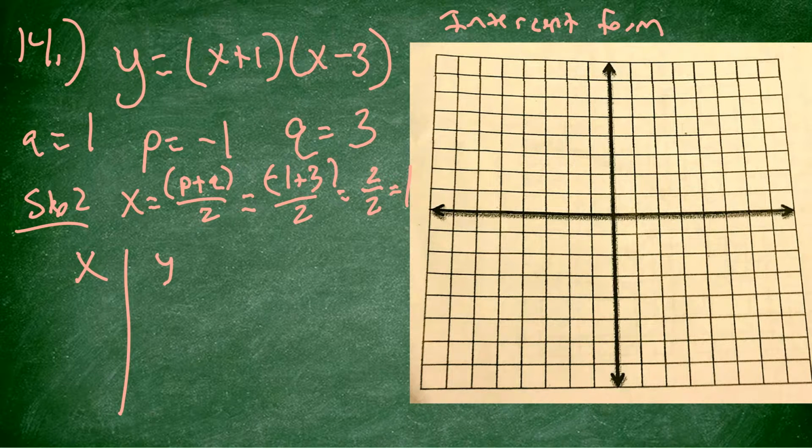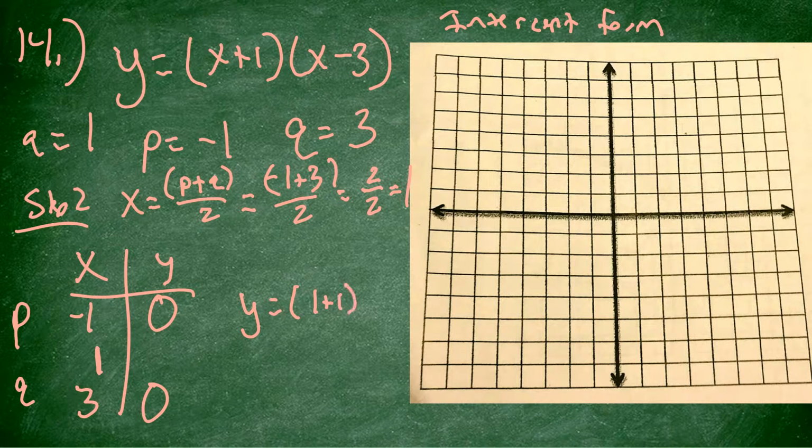So when I put my XY chart there, I put 1 in the middle. I'm going to put p and q on both my x's. So I put negative 1 and 3. I don't have to do any work since they're x-intercepts. I know y is 0 for both of them. So the only one I have to plug in is 1. So I say y equals 1 plus 1, 1 minus 3. I get 2 times negative 2, which is negative 4. If you want more points because you have a hard time making a U, you can pick as many more points as you want. That's all I need.